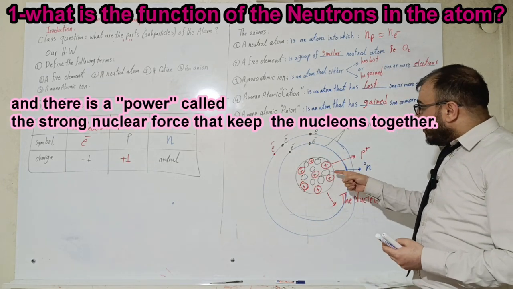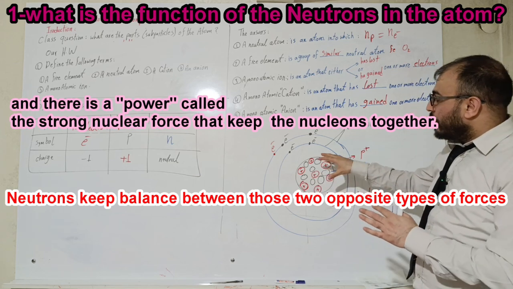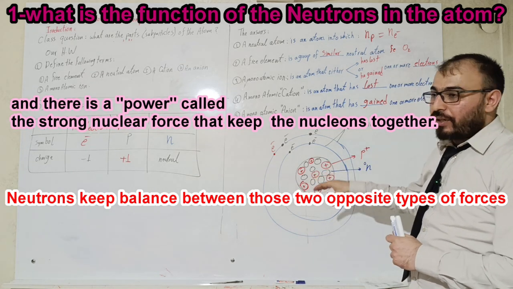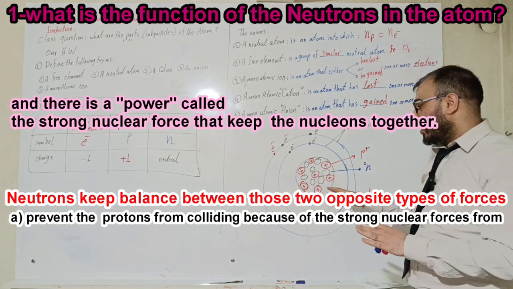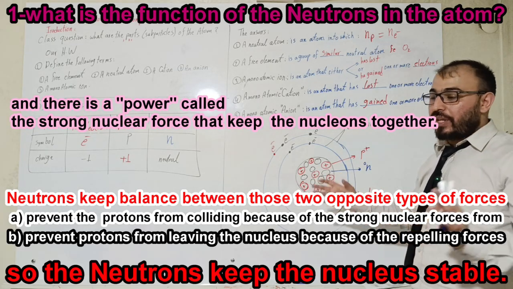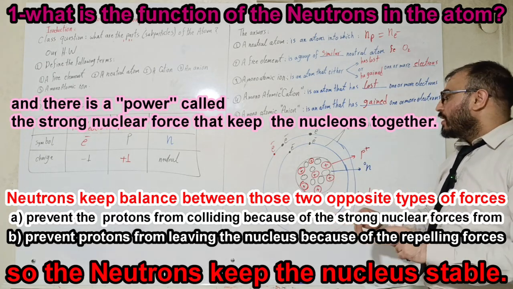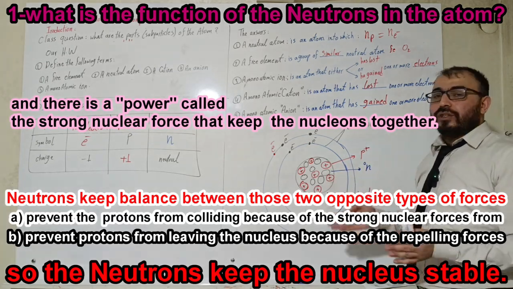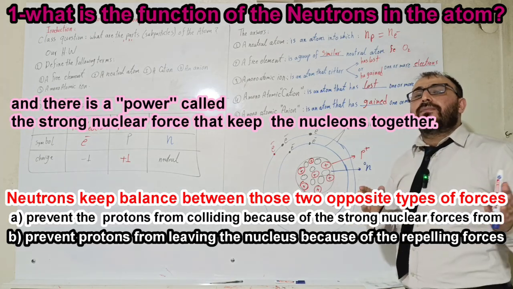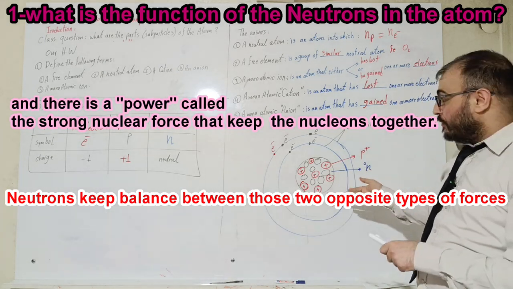So the job of those neutrons is to keep the nucleus of the atom safe from such things. They separate the positive protons from one another so that they will not collide, they will not fight, and everything is going to be safe. So practically you can call those neutrons the police officers of the nuclei, because they keep peace, of course.